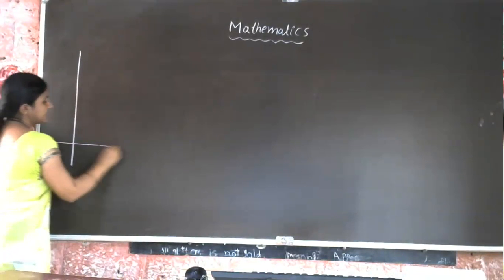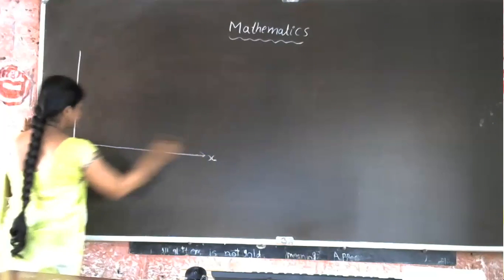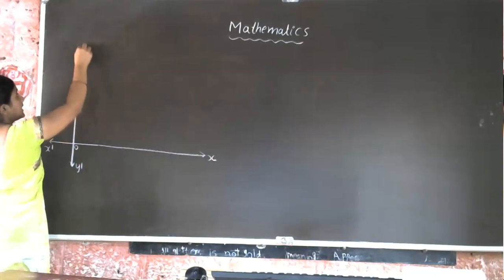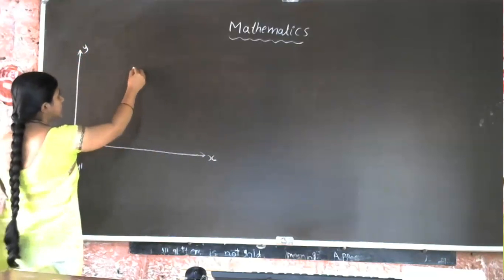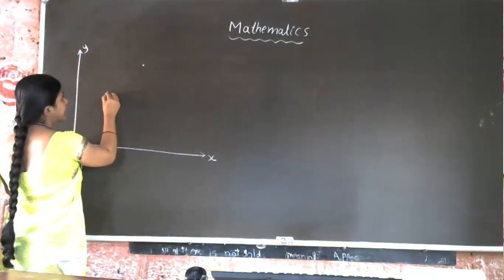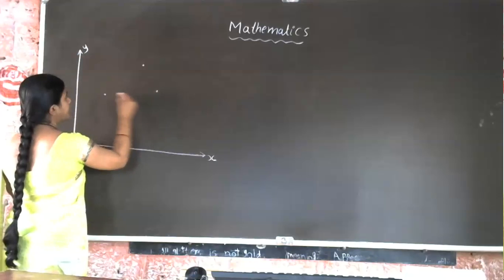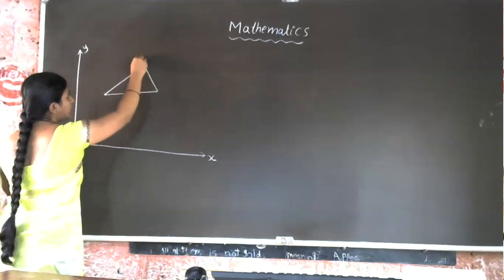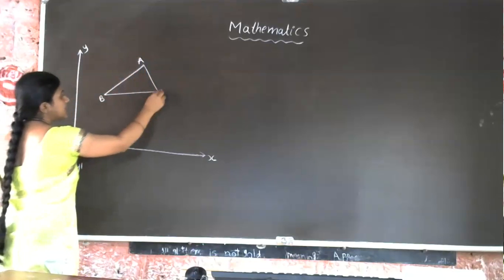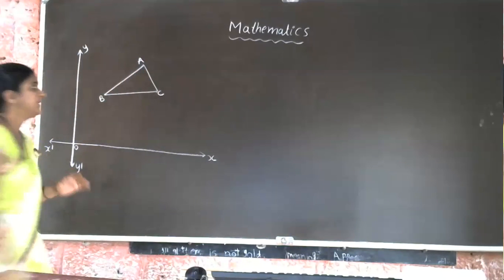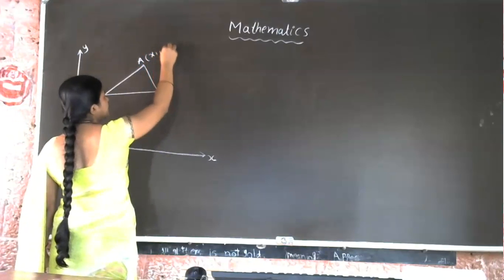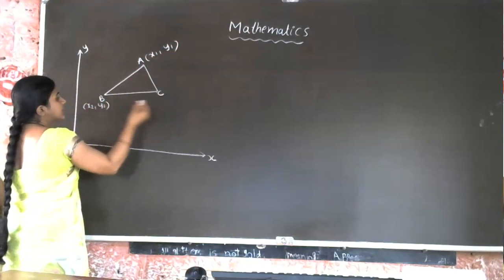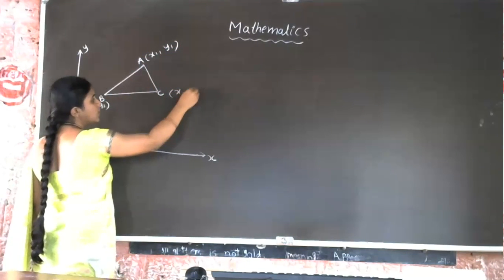Okay, I'll take one Cartesian plane like this. X, this is x dash, O, then y dash, then it is y. Okay, so here we'll take one ABC triangle like this. Triangle A, B, C. A coordinates are x1, y1 and B coordinates x2, y2. Then C coordinates x3, y3.